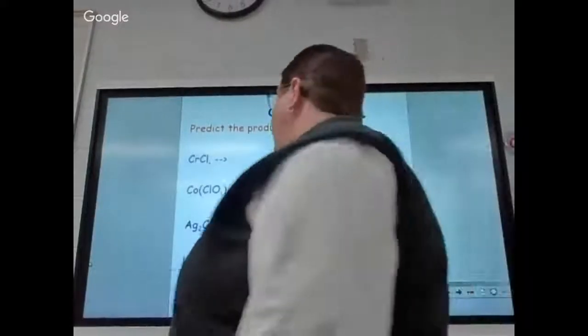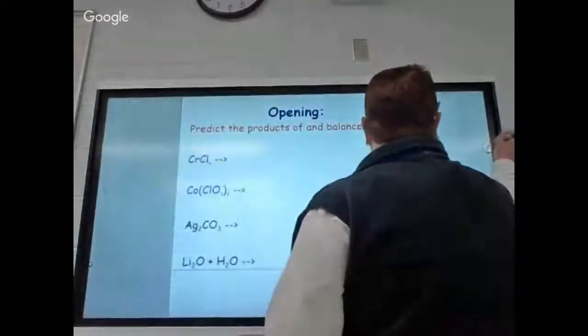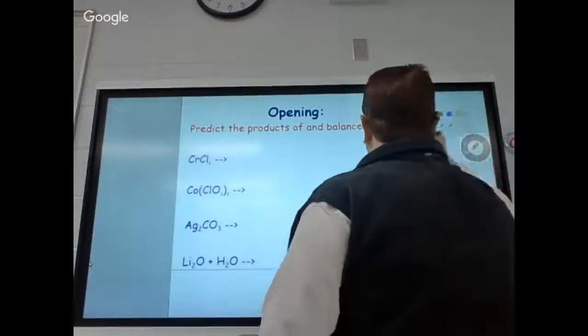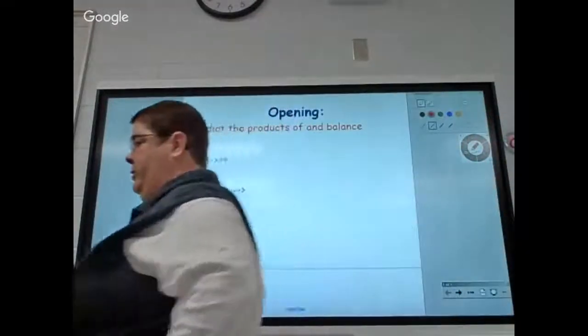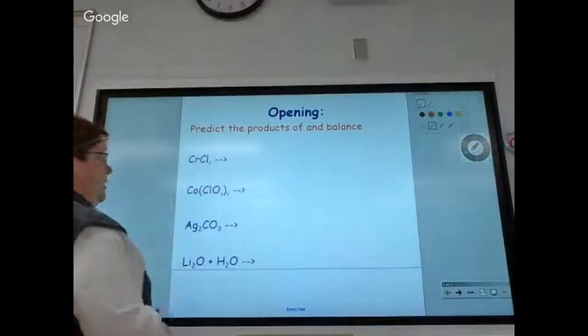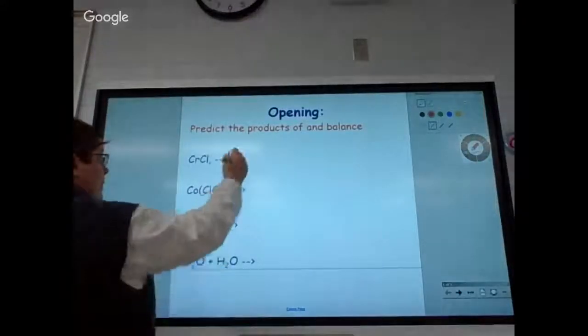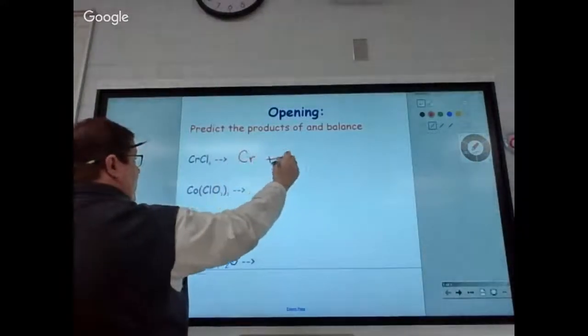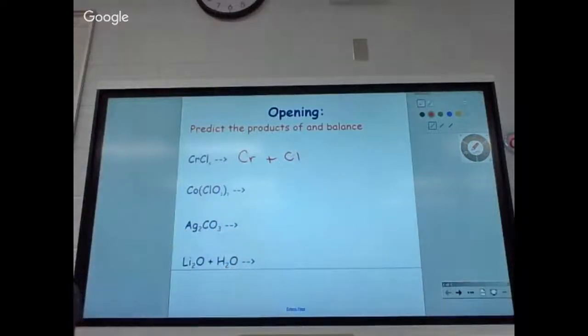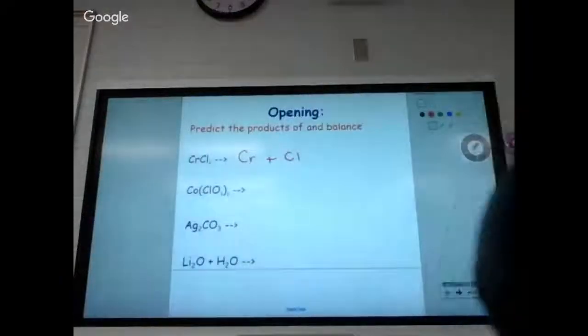How many elements does it have in it? 2 or 3? It's got 2. So if it's got 2 elements in it, what are we going to do to it? We're going to break it apart. So what 2 things does it break apart into? Cr plus Cl. Now, if there are 2 elements, what do you ask yourselves?